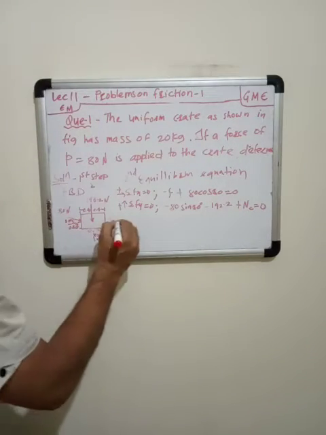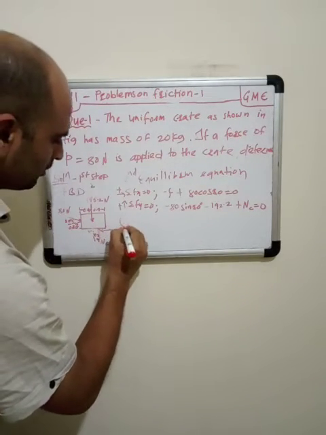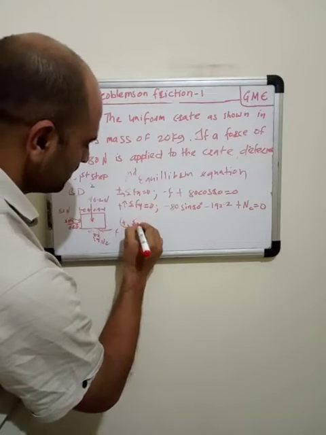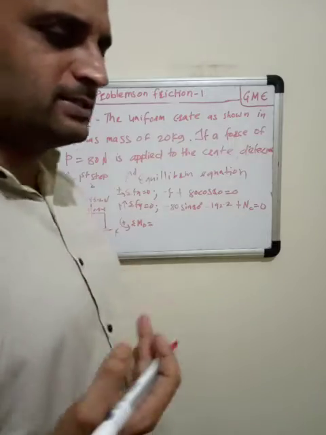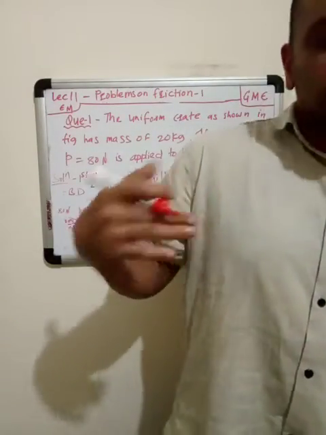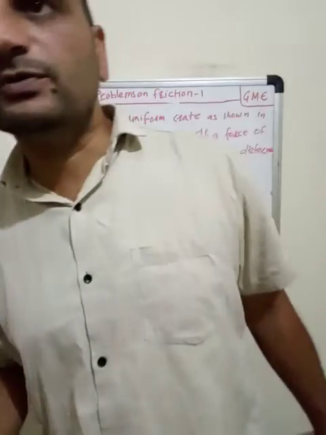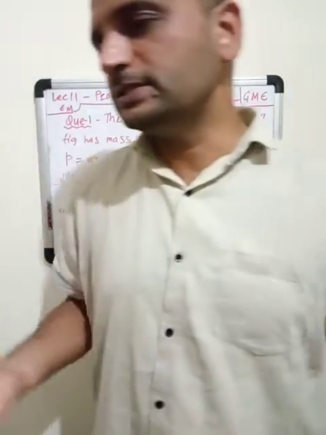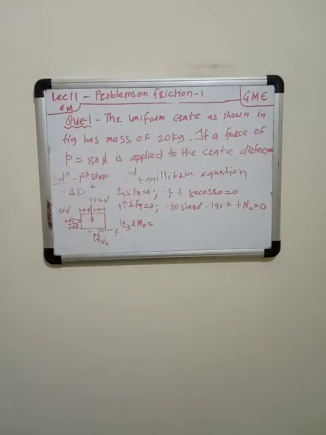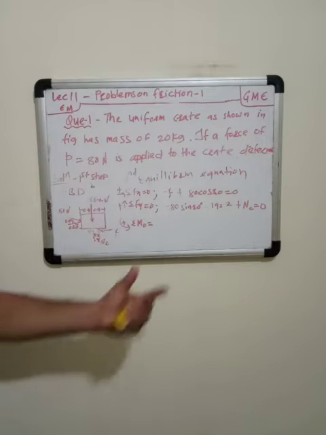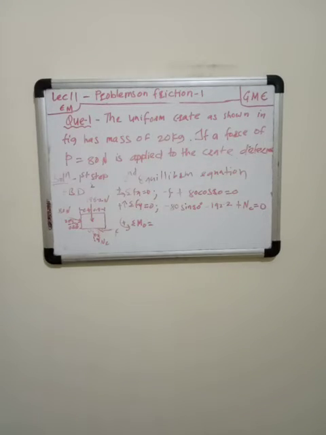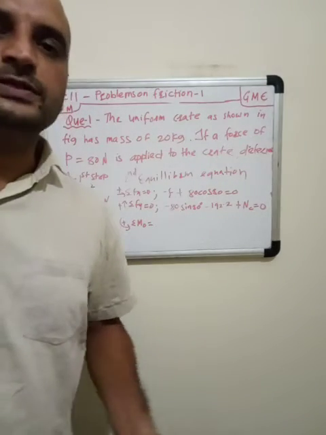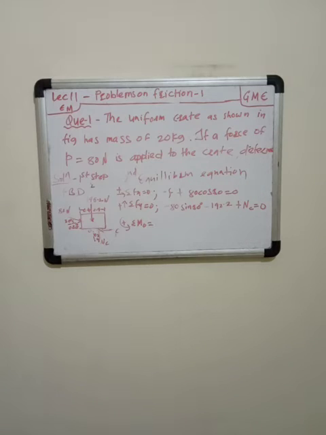Now for moments, anti-clockwise we will take as positive. You can take your own convention, not a problem. But if you take clockwise as positive or clockwise as negative, then the other should be in the opposite sense, right? That is very important. And suppose the answer comes out negative, then you just have to change the directions. It doesn't matter whether you take positive sign or negative sign, right? That is very important.